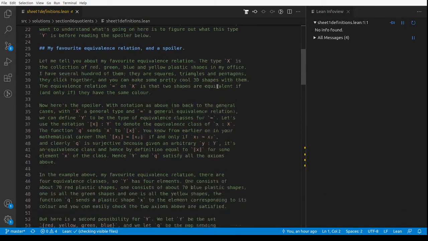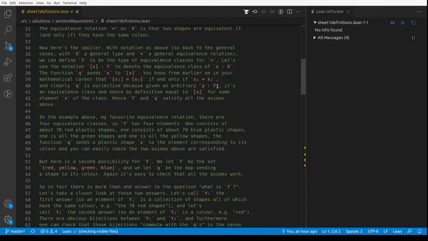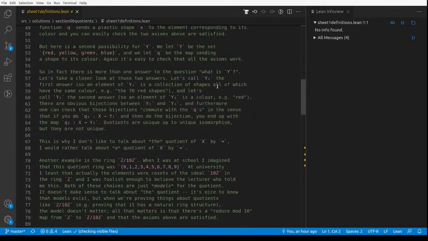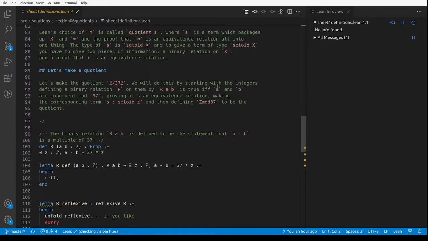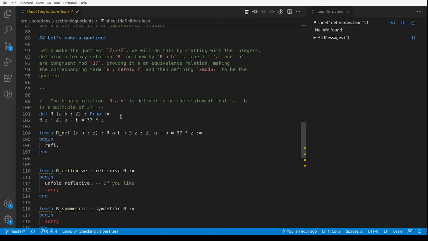Section 6 is about quotients, but in fact I guess most of the problems I'm going to solve are not really about quotients, they're somehow about integers, because before we make the quotient by an equivalence relation, we've got to prove that the thing we're working with is an equivalence relation. So this is where we're starting here.